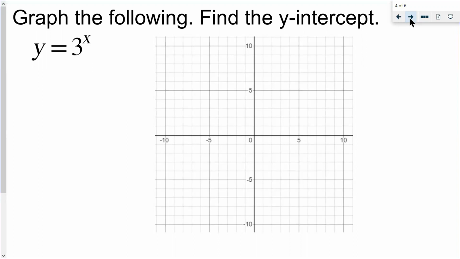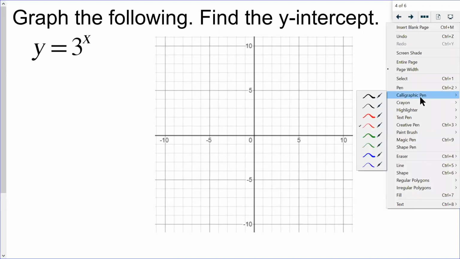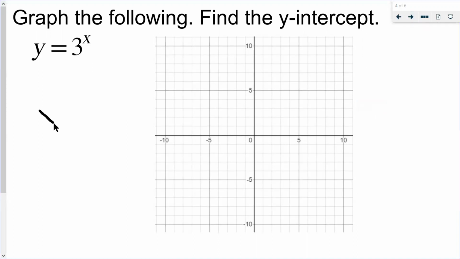So if we wanted to graph the following, and we're going to find the y-intercept, let's look at y equals 3 to the power of x. Well, I'm sitting here and I'm going, how am I going to graph this? Yes, there is technology. We'll get into technology here in a little bit. But first, the best way to do this is you draw an XY table. So let's get our wonderful calligraphy pen. We're going to draw an X. We're going to draw a Y. Sorry about the not straight line.